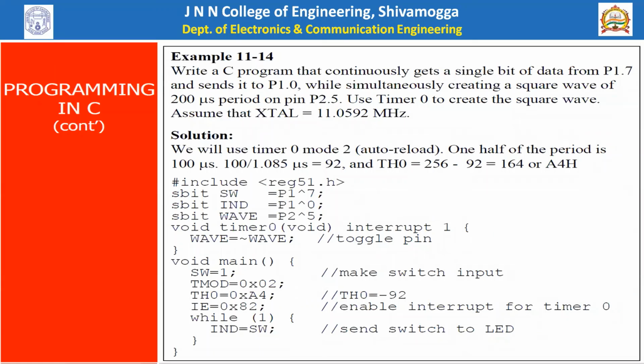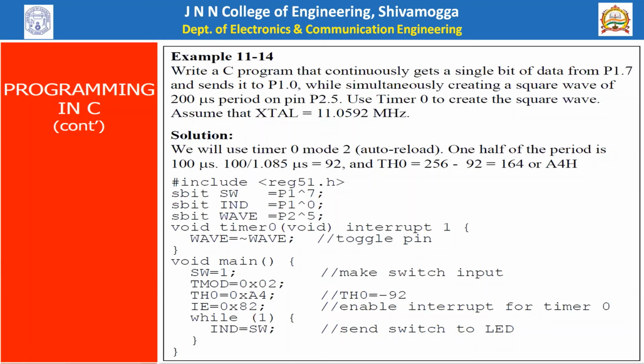Configure the timer as auto reload mode. Load TH0 with -92. -92 is A4. Then enable the interrupt with timer 0, so your interrupt enable register will be 82.